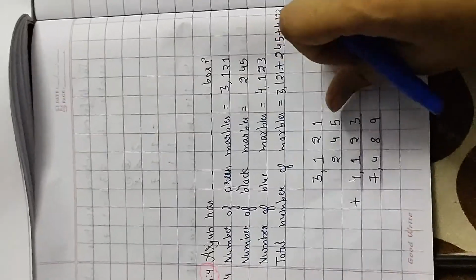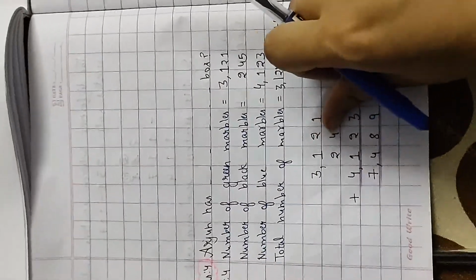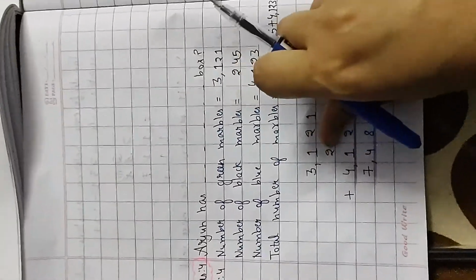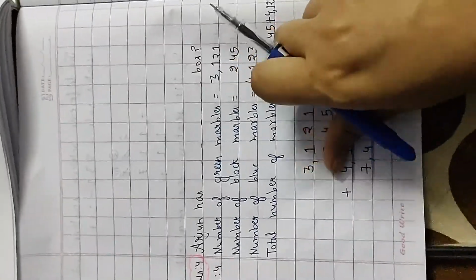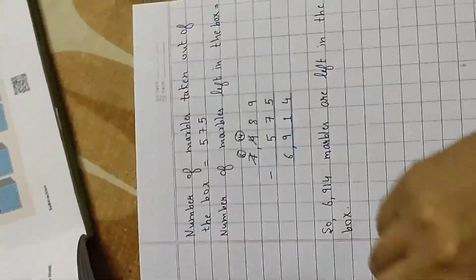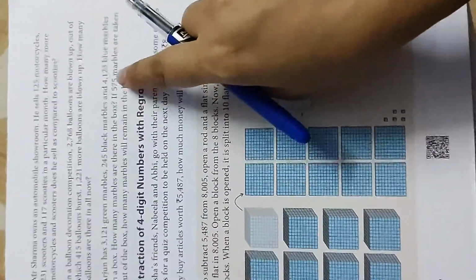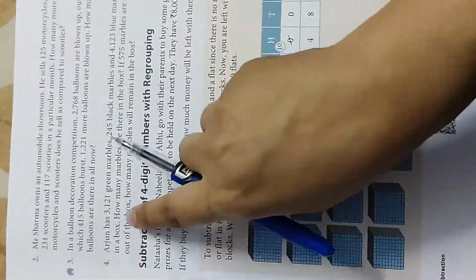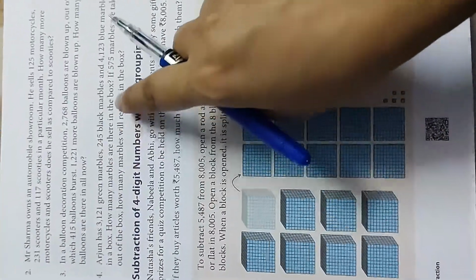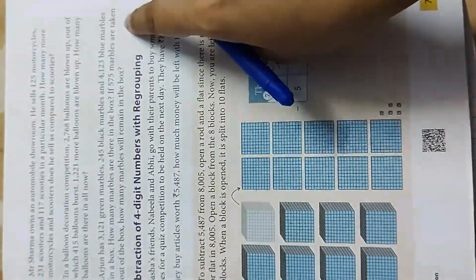1 plus 5 is 6, 6 plus 3 is 9, 2 plus 4 is 6, 6 plus 2 is 8, 1 plus 2 is 3, 3 plus 1 is 4, 3 plus 4 is 7. Okay, like this. So then now the next question is, if 575 marbles are taken out of the box, how many marbles will remain in the box?